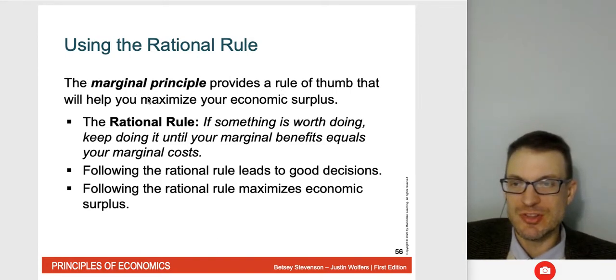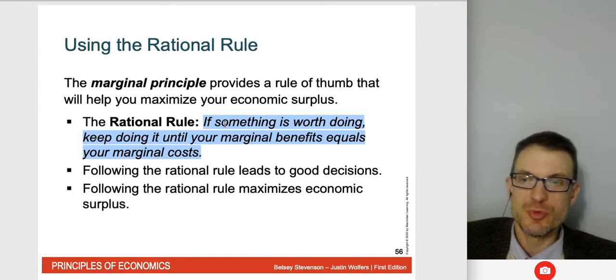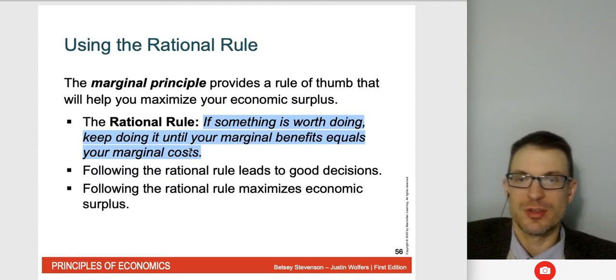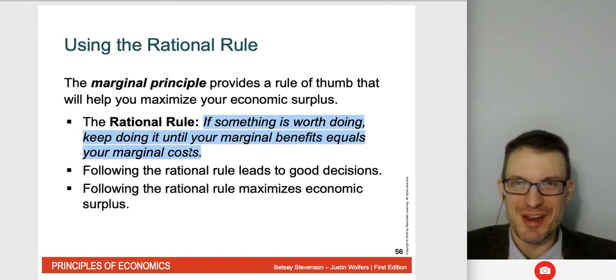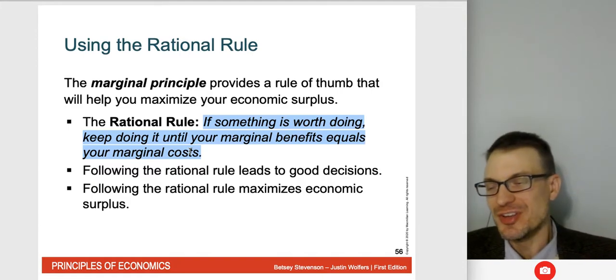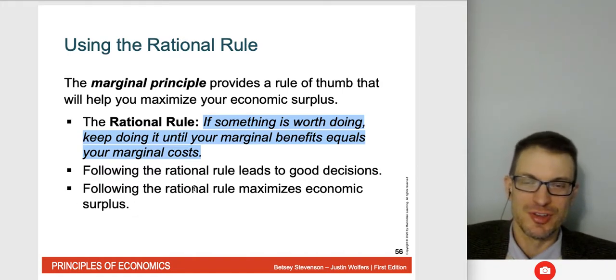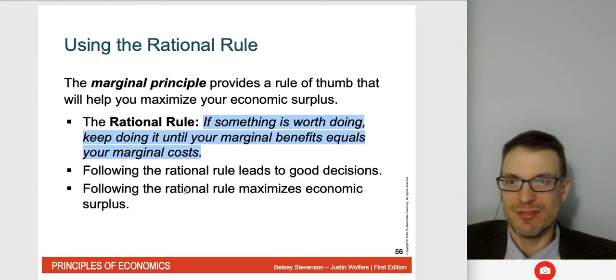The marginal principle gives us a guideline to help us maximize our economic surplus. What the rational rule is telling us, following from the marginal principle, is that if something's worth doing, you keep doing it as long as your marginal benefit is greater than or equal to your marginal cost. You'll keep doing it until the point where marginal benefit exactly equals marginal cost. Following the rational rule gives us good decisions and also maximizes economic surplus because it allows us to go up to the point where the benefit of that activity equals the cost.